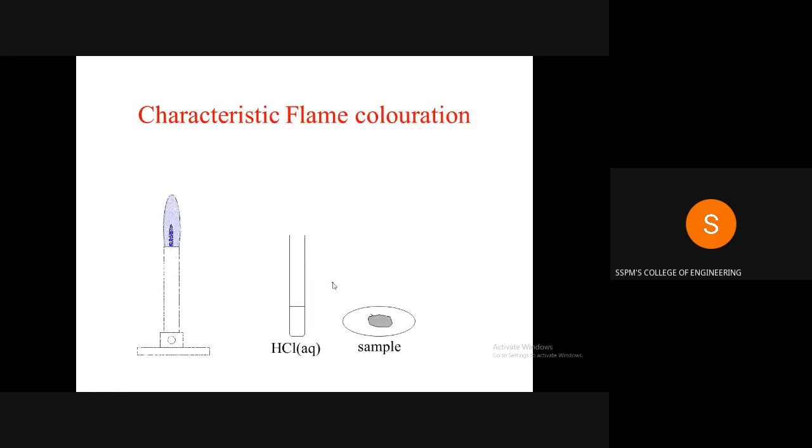Characteristic flame color: like alkali metals, alkaline earth metals also give characteristic flame colors. Calcium burns with HCl. Calcium and a mixture of HCl will burn with this flame. It gives a brick red flame. Strontium gives a blood red flame, and barium gives an apple green flame.